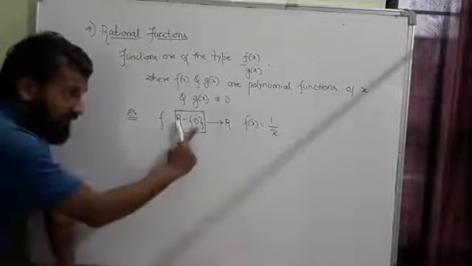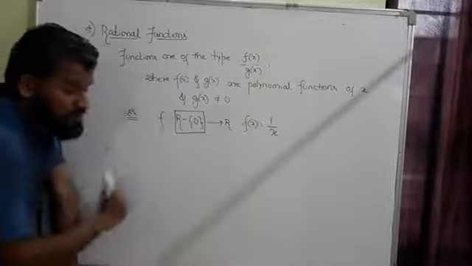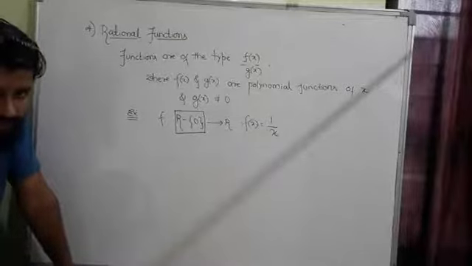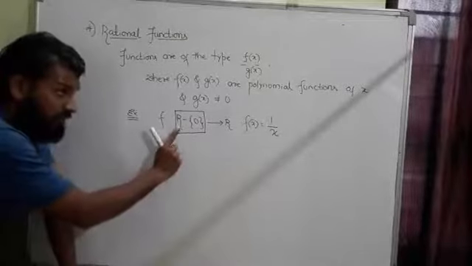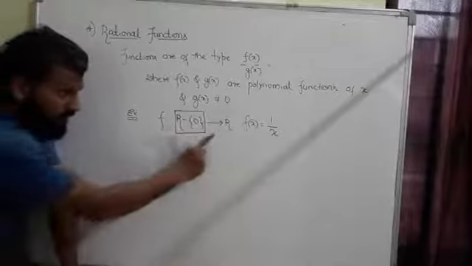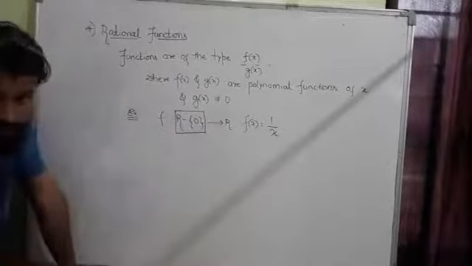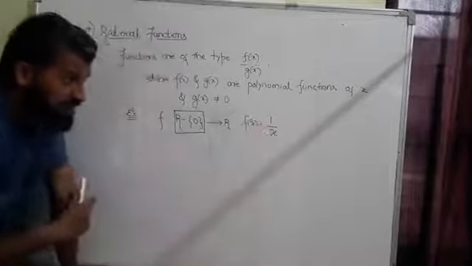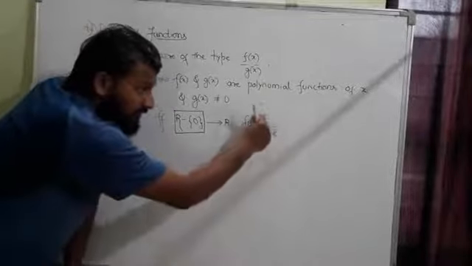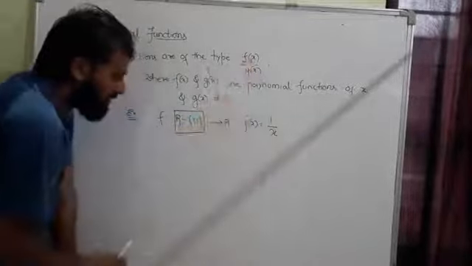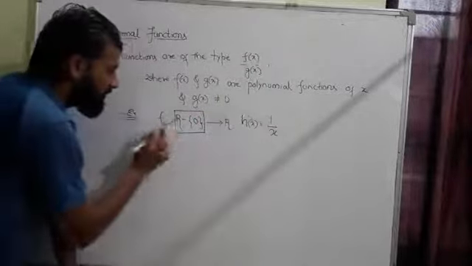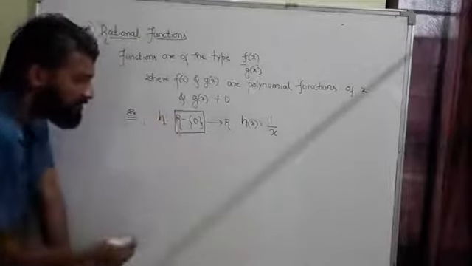Because if I take zero, this will become 1/0, which is again not defined, or infinity. So that is the reason. So here in this case domain is all real numbers except 0, and codomain can be any real number, and the function is 1 upon x. As you can see, this is one function, and to avoid the confusion, let me call this as h of x.